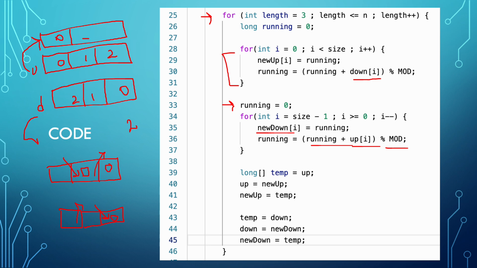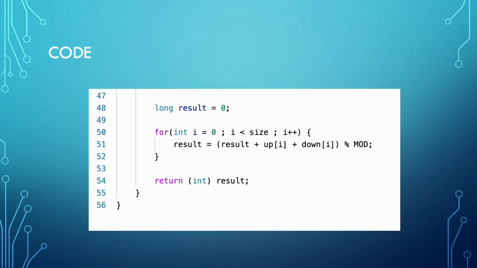Now we swap. What do we swap? We basically swap up and new up. Not necessarily swap, but we do assign new up to up, and we do assign new down to down. We continue until length is less than or equal to n. And then we store the result. My result would simply be the summation of up of I and down of I, with any element 0, 1 up till size could be the last element.